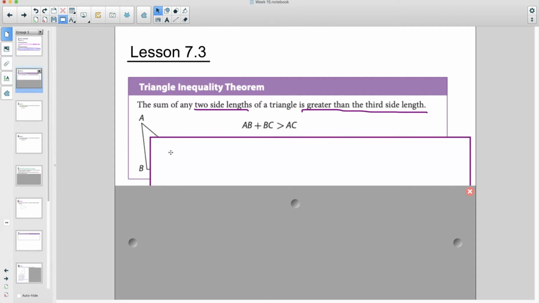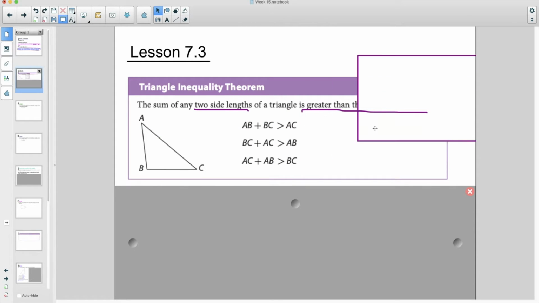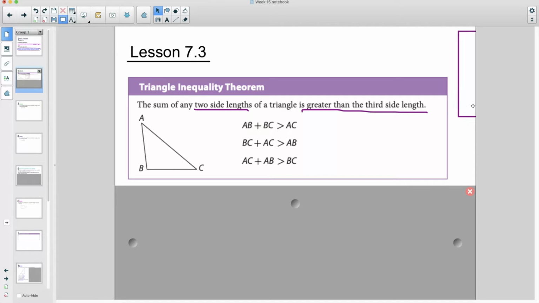Okay, so we have an illustration here. This is just showing you all the different combinations. There are three sets of them, right? So adding the two side lengths together has to be greater than the third side. Here is another variation, and here is another variation. So in order for a triangle to be formed, all three of these need to be true.